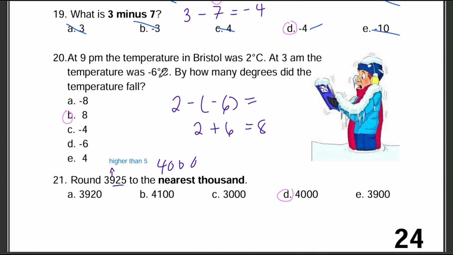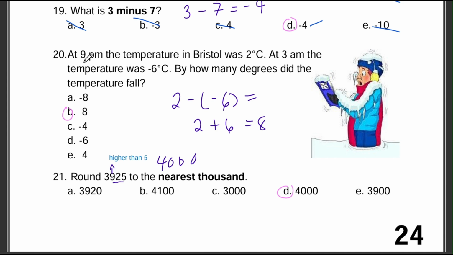Question 20. At 9 p.m., the temperature in Bristol was 2 degrees Celsius. At 3 a.m., the temperature was -6 degrees Celsius. How many degrees did the temperature fall? A. -8. B. 8. C. -4. D. -6. E. 4. The correct answer is B, which is 8.